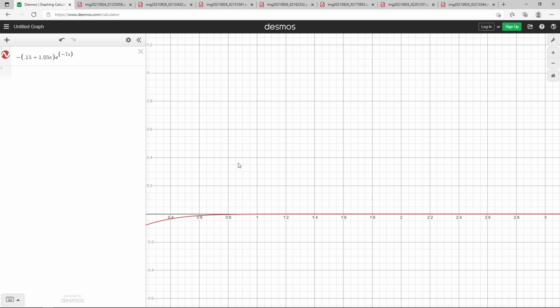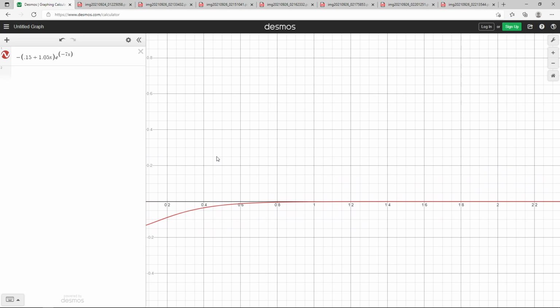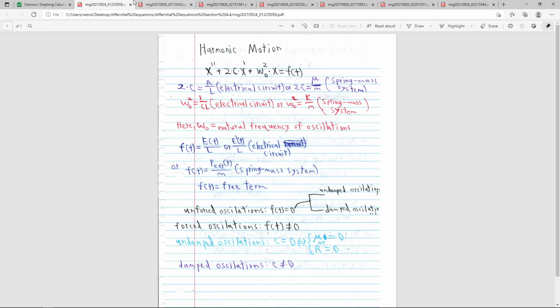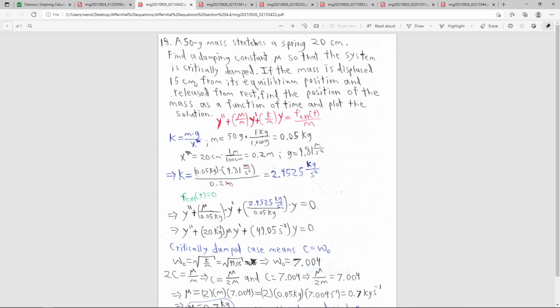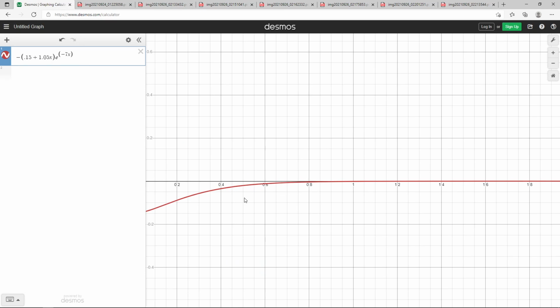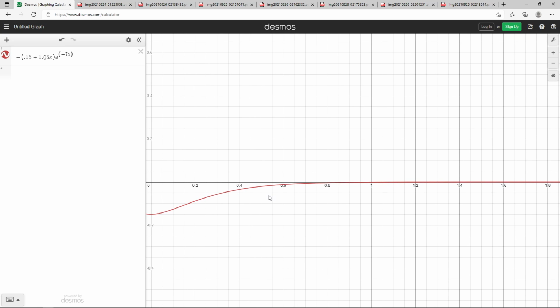Let's zoom in. With these values, the critically damped case does not last long. It's because it's only displaced 15 centimeters, and we're talking about small measurements here. But zooming in a little bit, that's 0.2. So it never gets so far.